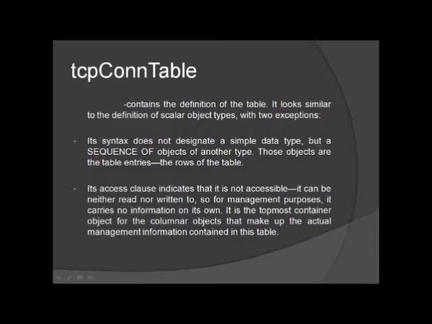TCP-con table. It contains the definition of the table. It is also the first submodule of the TCP group. It looks similar to the definition of scalar object types, with two exceptions. Its syntax does not designate a simple data type, but a sequence of objects of another type. Those objects are the table entries, the rows of the table.